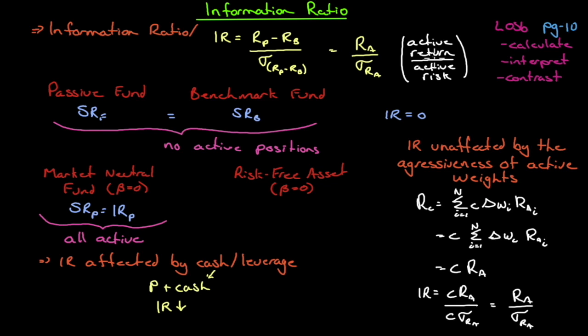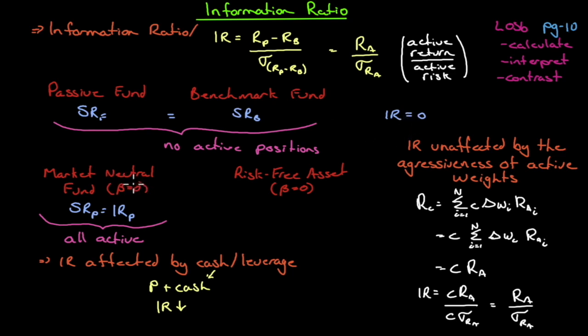So here's the property of the information ratio. Let's say that we have a passive fund that is identical to the benchmark. So the Sharpe ratio of the fund will equal the Sharpe ratio of the benchmark. The information ratio will be 0. Why? Because there'll be no active return. There are no active positions. So a fund that exactly replicates a benchmark will have identical Sharpe ratios, but an information ratio that is 0.